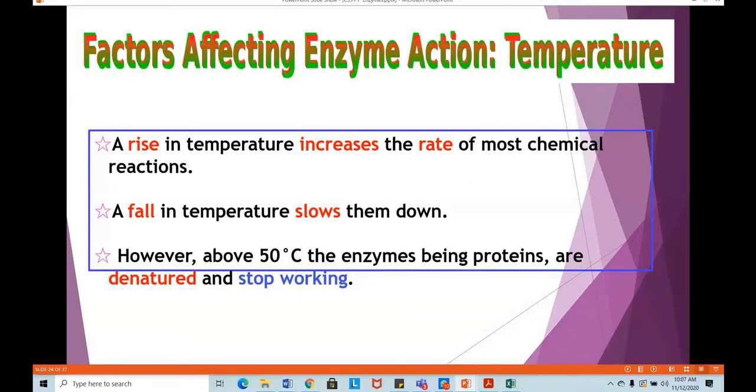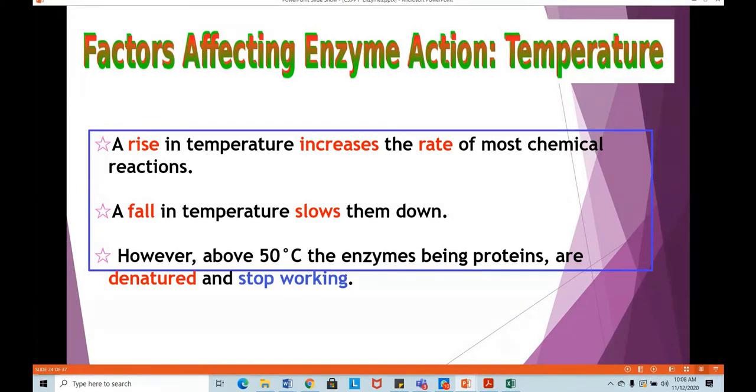So the rise in temperature increases the rate of most chemical reactions. The greater the temperature, the faster the reaction is. But again, not very high temperatures. A rise in temperature increases the rate of a reaction, and a fall in temperature slows down the chemical reaction. However, the temperature should not be above 50 degrees centigrade.